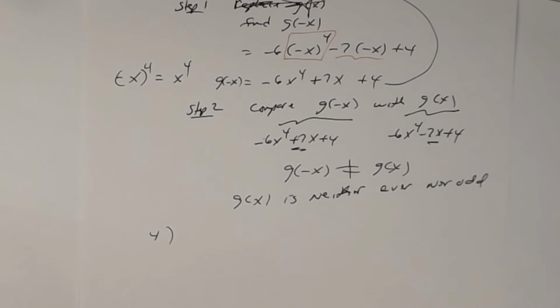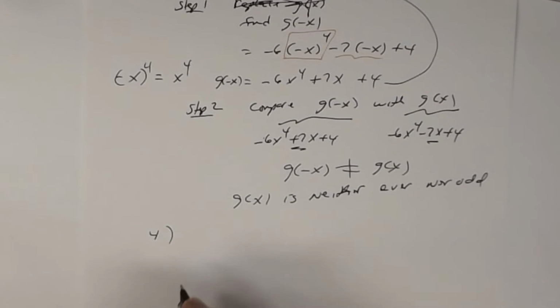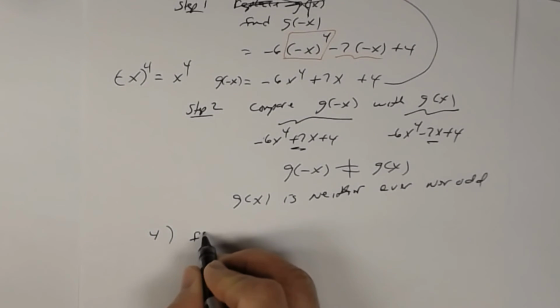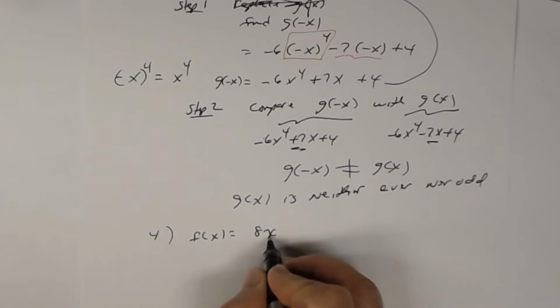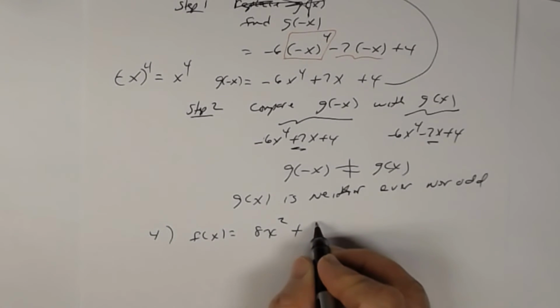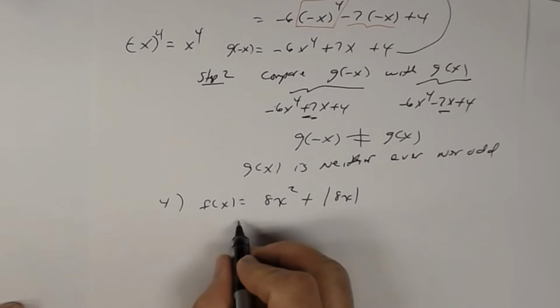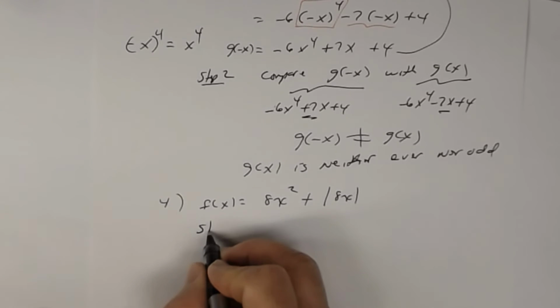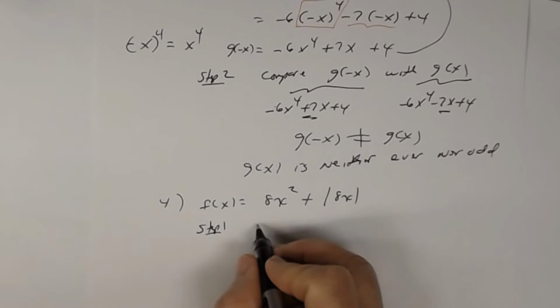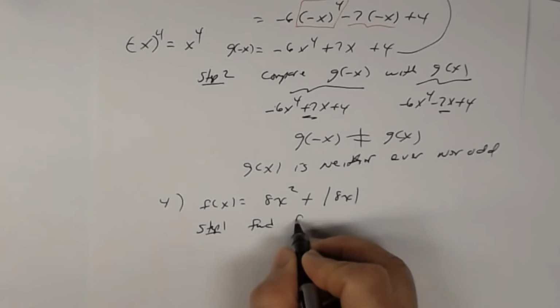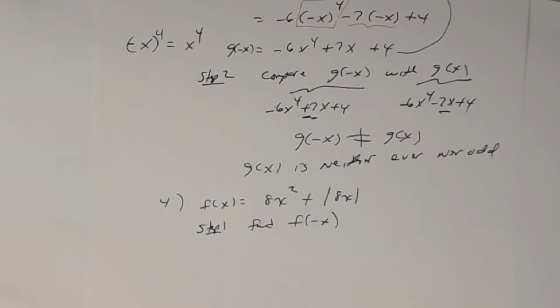So number 4, you may see something like this on my math lab. So I'm just gonna put that out there. f of x equals 8x squared plus the absolute value of 8x. Don't let that absolute value throw you off. Listen to what we're about to do, okay? Don't let that throw you off. So you want to determine, is this function even, odd, or neither? So remember, step 1 is to always find f of negative x first.